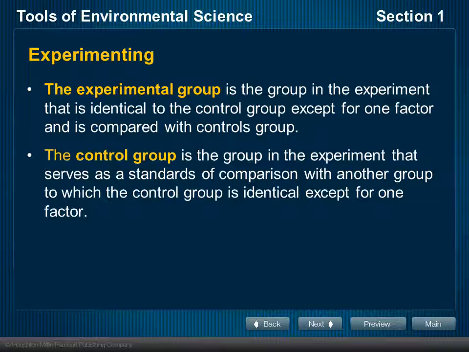So, that would follow into our definition of the control group, the group in the experiment that serves as the standard of comparison with another group, to which the control group is identical except for one factor. So when we talk about this identicalness except for one factor, that one factor is the variable that's changing in the experimental group or the experimental groups. Again, we're defining all these things, but we want to understand this in terms of how we would do it or apply it in an experiment.